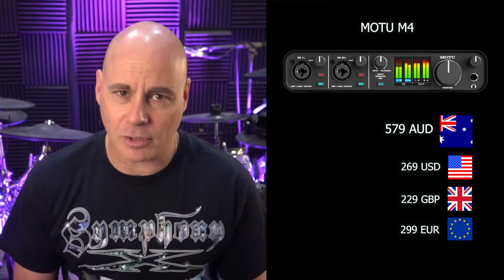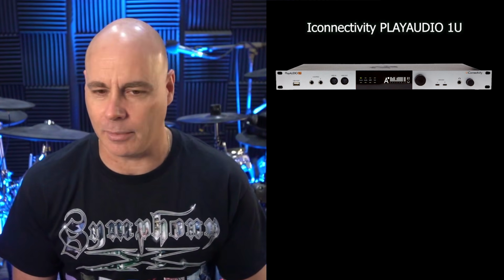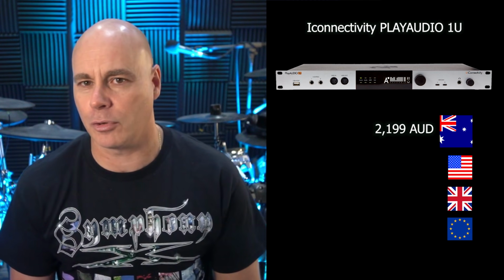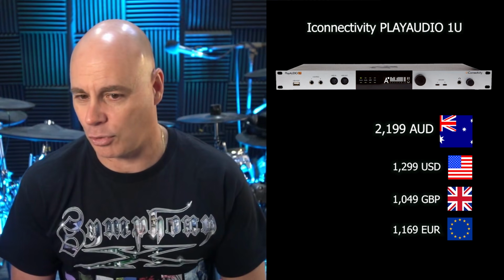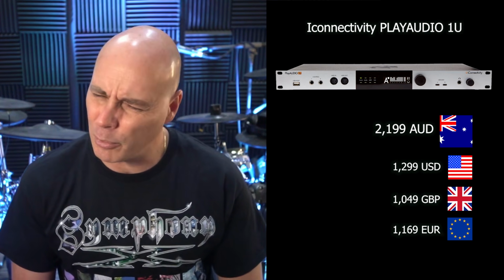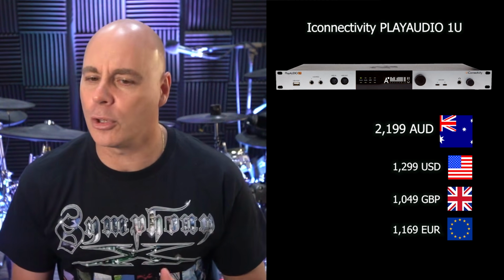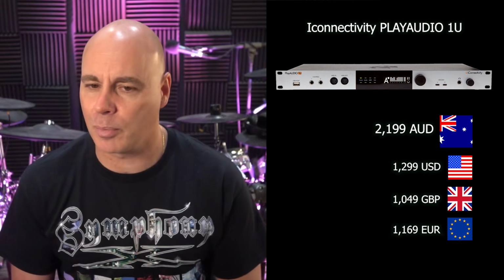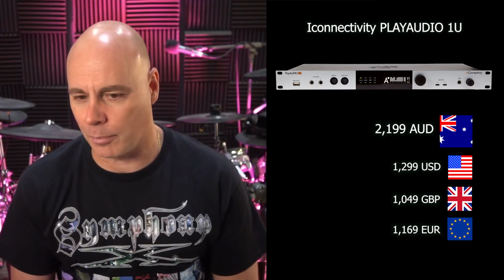The best option right now, the one that you're going to see a lot of the big touring bands using, is the Playaudio 1U. Gives you a bunch of outputs, but it is a lot more expensive. It's going to be $2,199 or $2,200 Australian. That probably roughly equates to about $1,300 USD at this point. So a lot more expensive. And to be honest, I don't know that it's going to offer a whole lot more for people who are just starting out with this. So my opinion would be save your money. The Scarlett 4i4 might be a really good way to get into this.